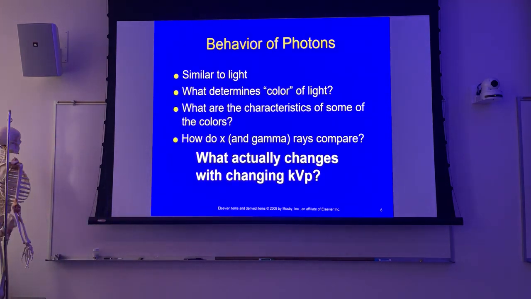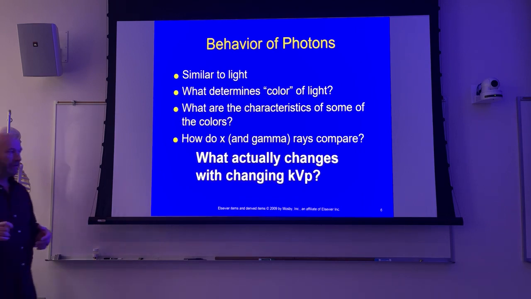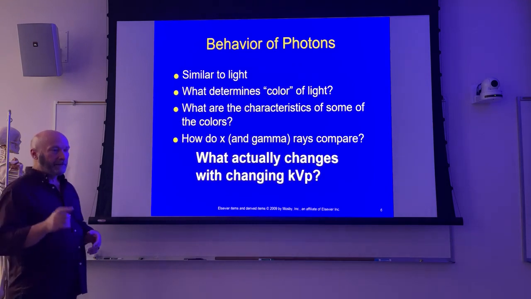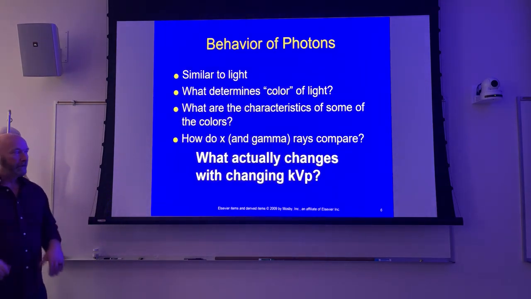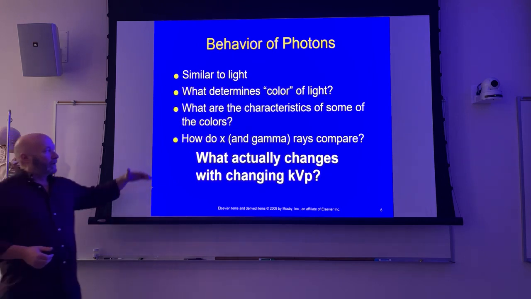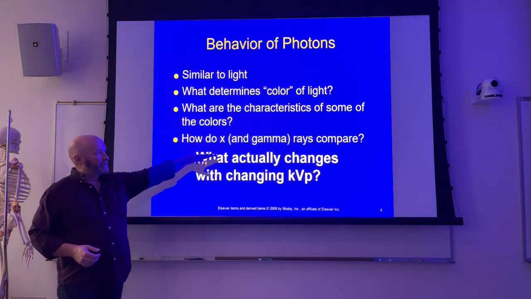So whenever we change our kVp, what we're doing is increasing the frequency and decreasing the wavelength. The higher the kVp goes, the more scrunched together they become. The higher the frequency, the shorter the wavelength. So what is the difference? Do you remember the difference between X-rays and gamma rays?